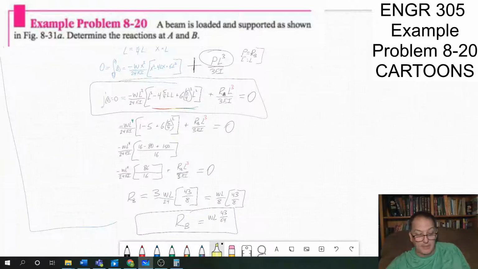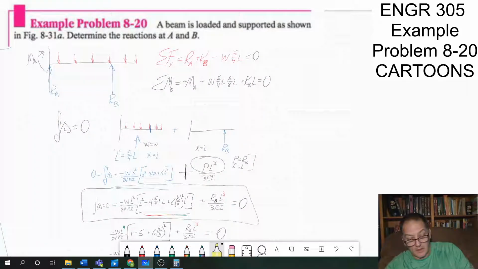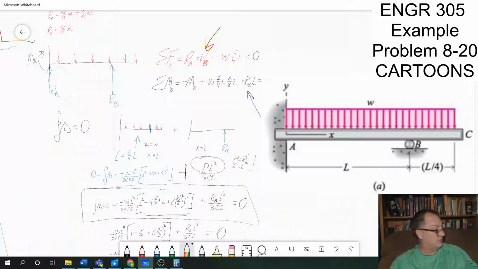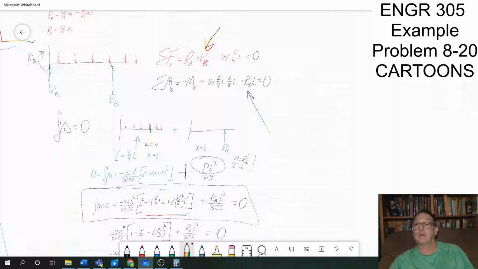Once I've got RB, I can plug RB into this equation and solve for RA, and then I can put RB into that equation and solve for MA. So I've got it figured out.